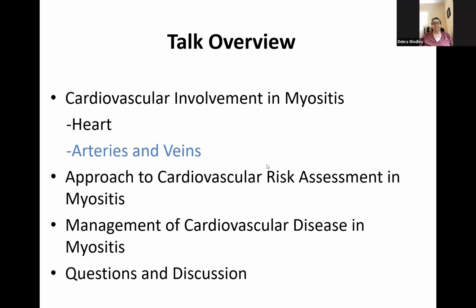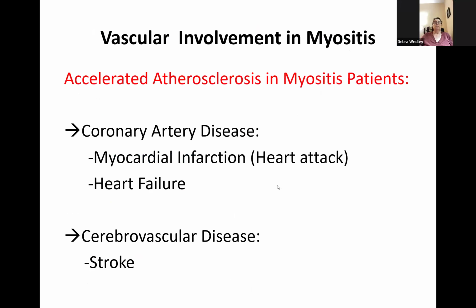Okay. Moving on to arteries and veins. Very important. It is well accepted in idiopathic inflammatory myopathies. And after digging in, most of this work is DM and PM, right? But it's well accepted that there is accelerated atherosclerosis. And the studies I will tell you in DM and PM are just much bigger than what's there in IBM. We'll get into that too.